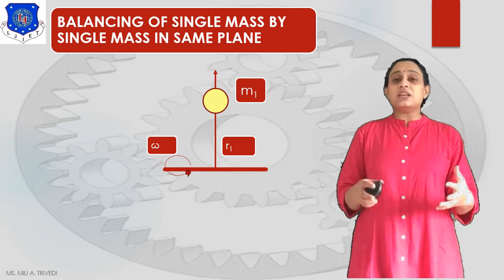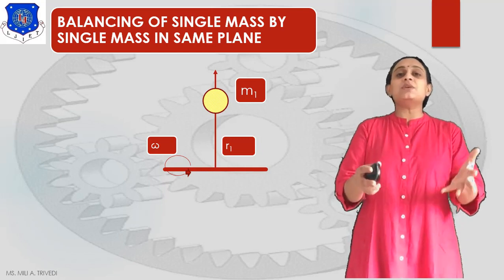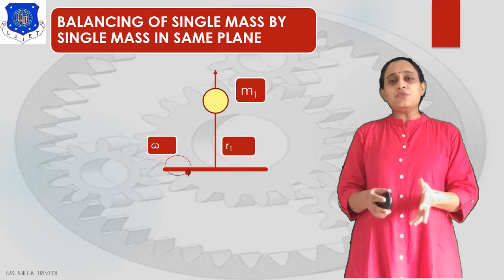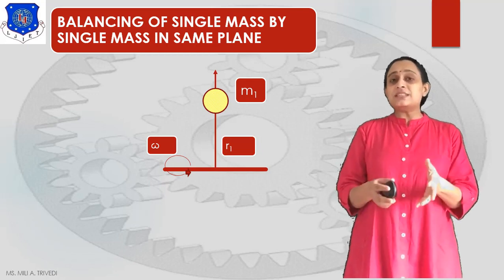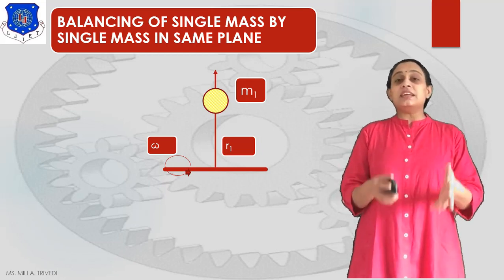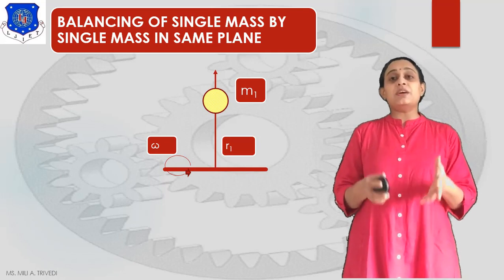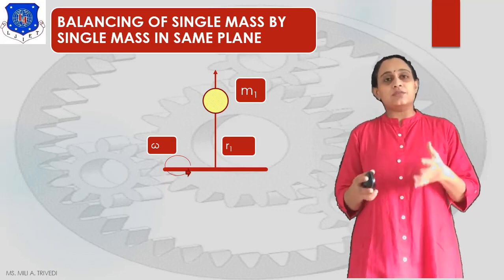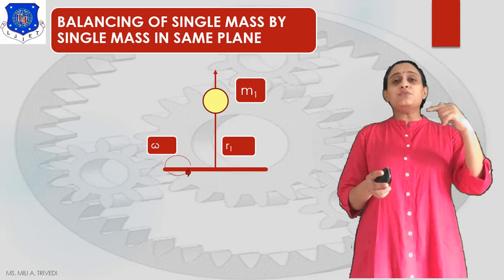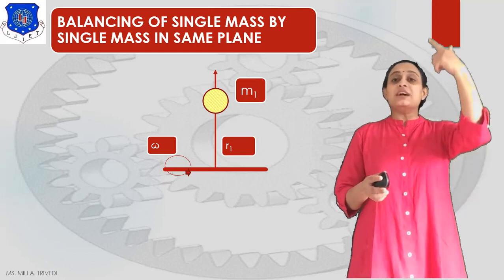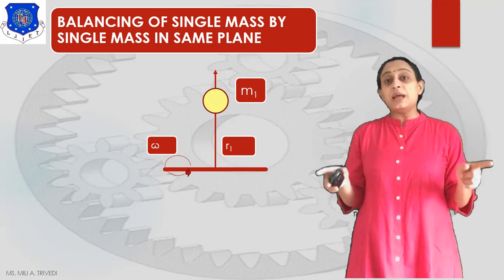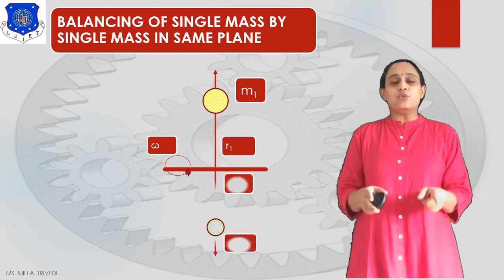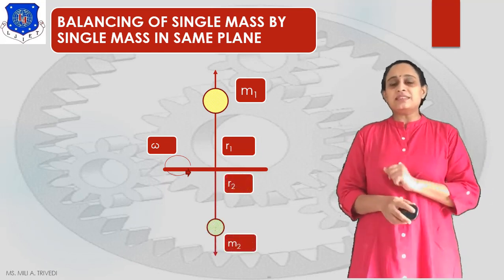This mass will generate a centrifugal force towards the outside. The value of that centrifugal force is m1 omega square r1. Now this centrifugal force acts outward, hence the shaft will be bent by this centrifugal force itself.